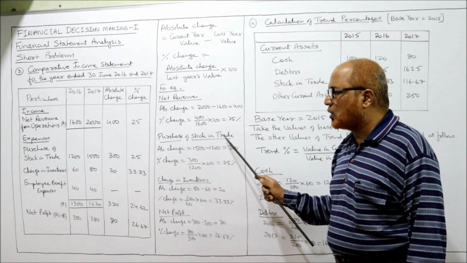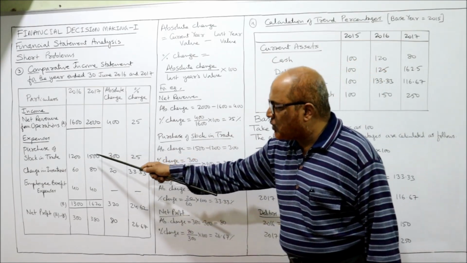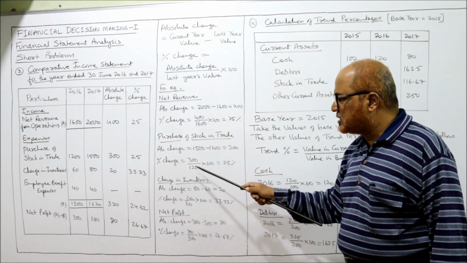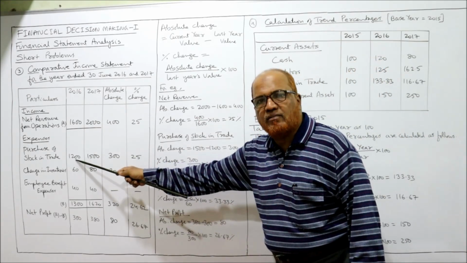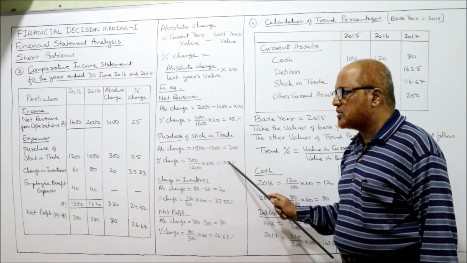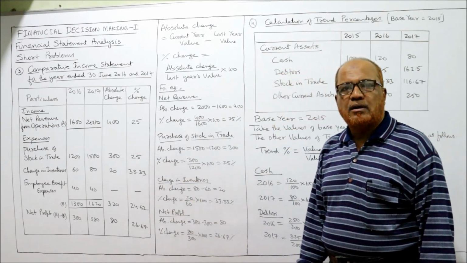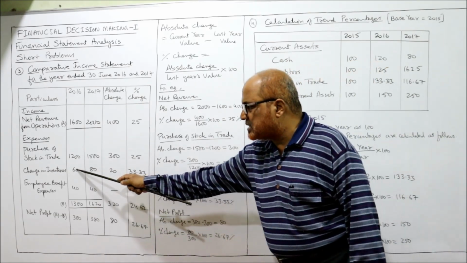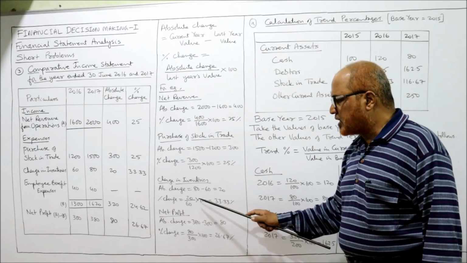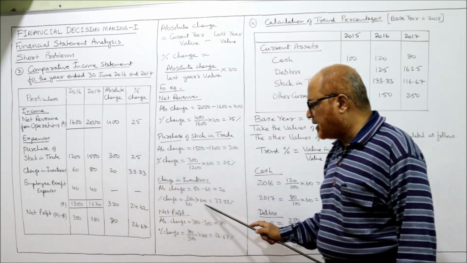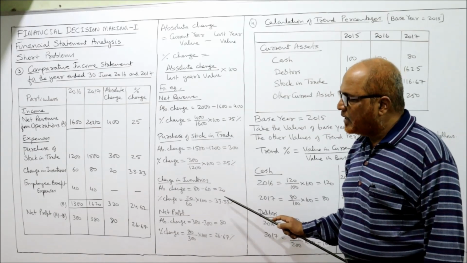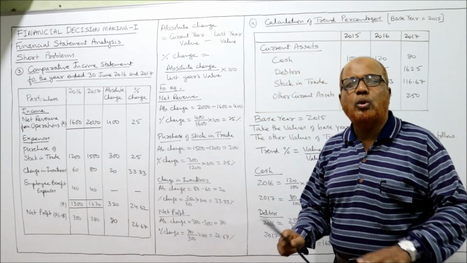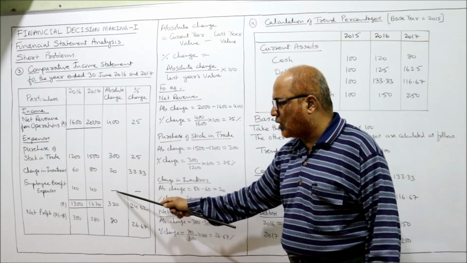Second case, purchase of stock in trade. Absolute change is equal to 1500 minus 1200, you will get 300. Percentage change: 300 divided by 1200, last year value, into 100, 25%. Now, change in inventories. Absolute change, 80 minus 60, 20. Percentage change, 20 divided by 60 into 100, 33.33%. Employee benefit expenses, no change. Last year 40, current year 40. No change at all, so put a dash in both the columns.